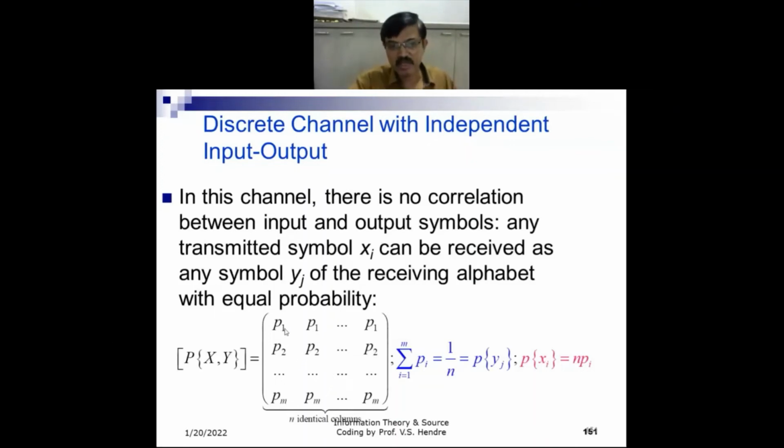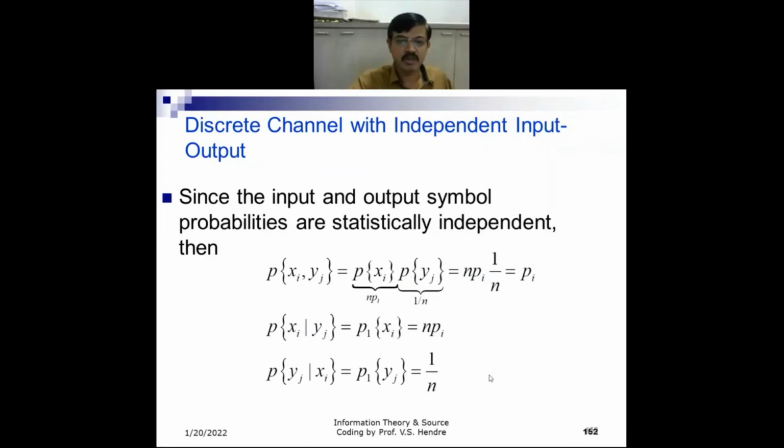But in this case, we have equal probability for all the symbols in row number 1, equal probability for all the symbols in row number 2, and the probability of row number 1 is not dependent upon the probability of row number 2. They are completely independent events. So if I do the summation of all these probabilities pi from i equal to 1 to m, it should be 1 upon n, where n is the number of identical columns that we considered in this particular matrix. So that is going to be equal to p of yj, and therefore p of xi will be n into pi for this type of independent input, independent output channel.